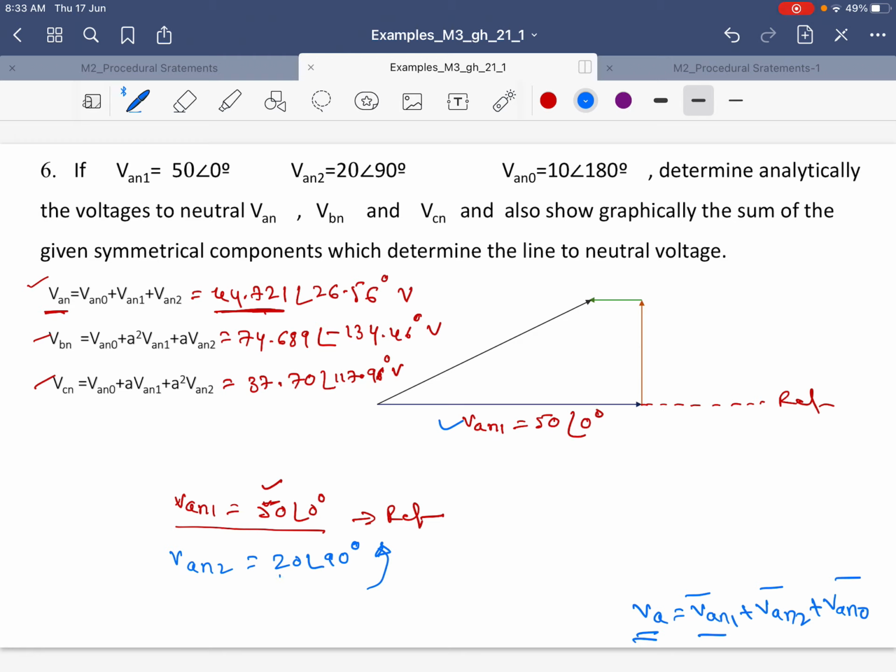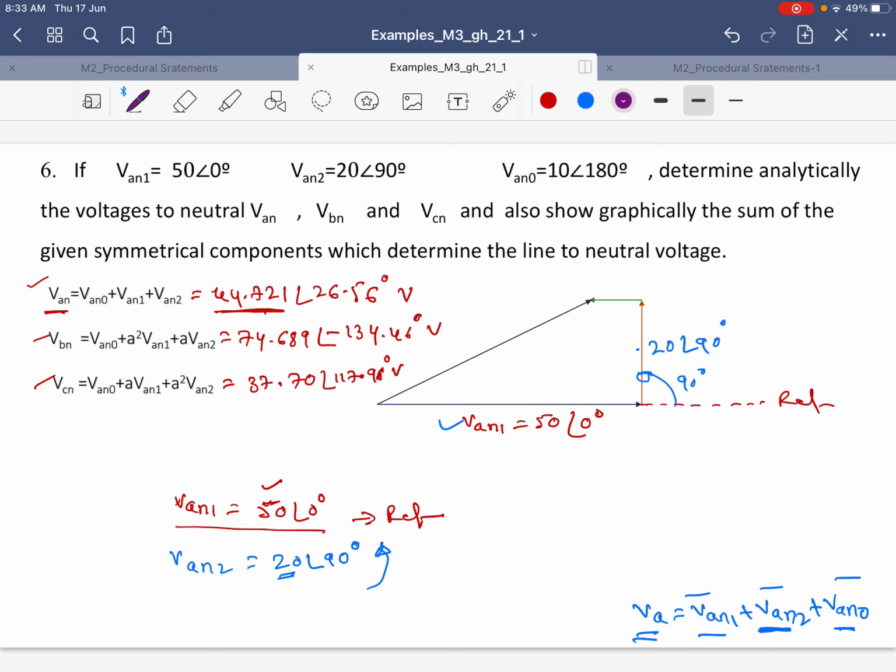With respect to reference, 20, once again converting into an appropriate scale, assume that 10 volts is equal to 1 centimeter. Therefore, a 2 centimeter vector you have to draw here, and it is making an angle of 90 degree with respect to reference. Here it is 2 units or 20 volts. Therefore, I am drawing a vector here as 20 an angle of 90 degree. Then to the tip of VAN2, I have to add VAN0.